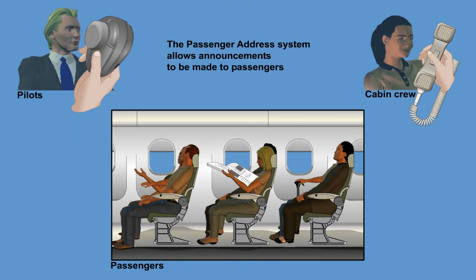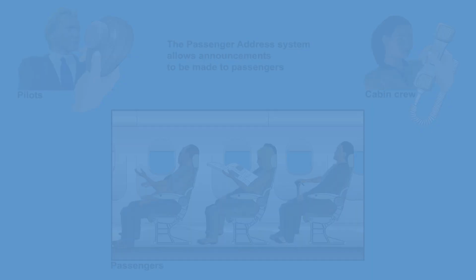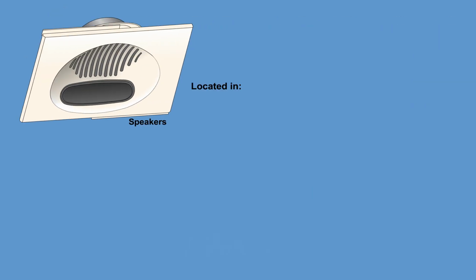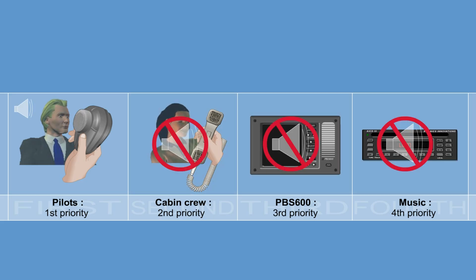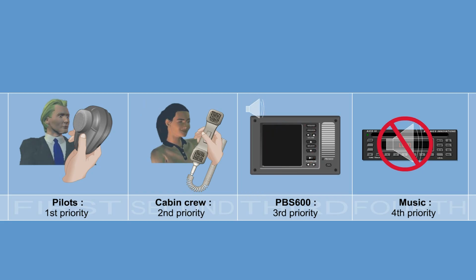The passenger address PA system allows announcements to be made to passengers either by pilots on the flight deck or the cabin crew members at their stations. The announcements are heard through speakers located in the cabin and in the lavatories. The use of the PA system is prioritized. The announcements from the flight deck have first priority and override all others. The announcements from the cabin override the pre-recorded announcements, which override the music system.